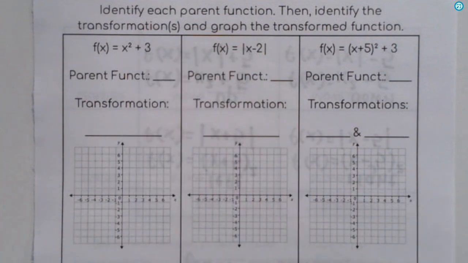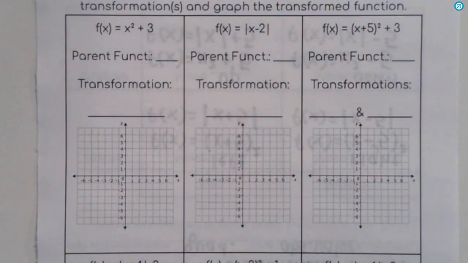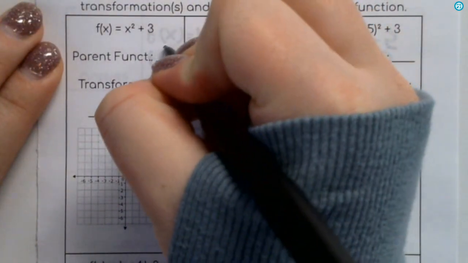So this first one here that we've got, f of x equals x squared plus 3. So to identify the parent functions, we've only got 2 options. It's x squared or the absolute value of x. This one is x squared.